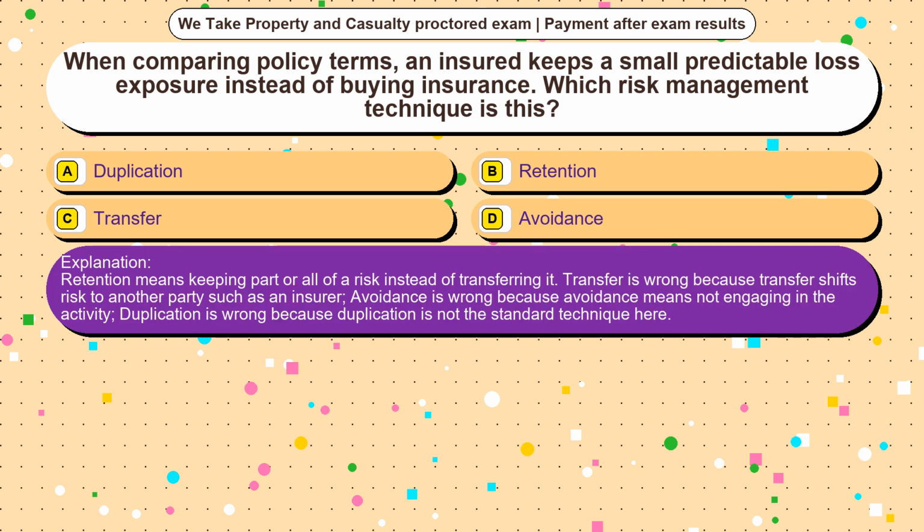Retention means keeping part or all of a risk instead of transferring it. Transfer is wrong because transfer shifts risk to another party such as an insurer. Avoidance is wrong because avoidance means not engaging in the activity. Duplication is wrong because duplication is not the standard technique here.